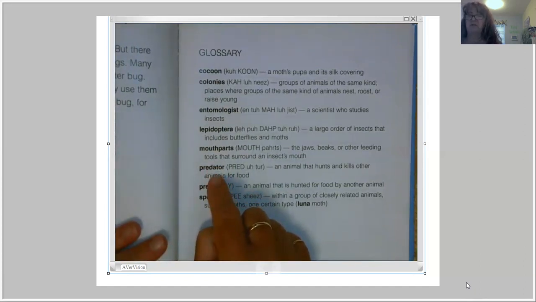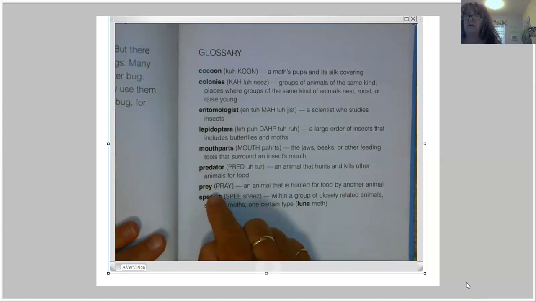Predator is an animal that hunts and kills other animals for food. Prey is an animal that is hunted for food by other animals. And most kinds of animals are predators of some kind. Sometimes they eat grass instead of animals, or they are the prey of other animals. So it's kind of a whole big chain.